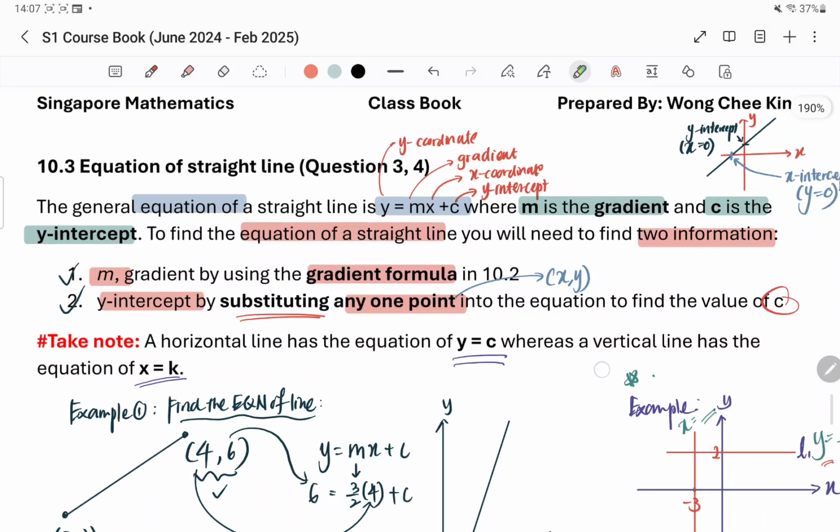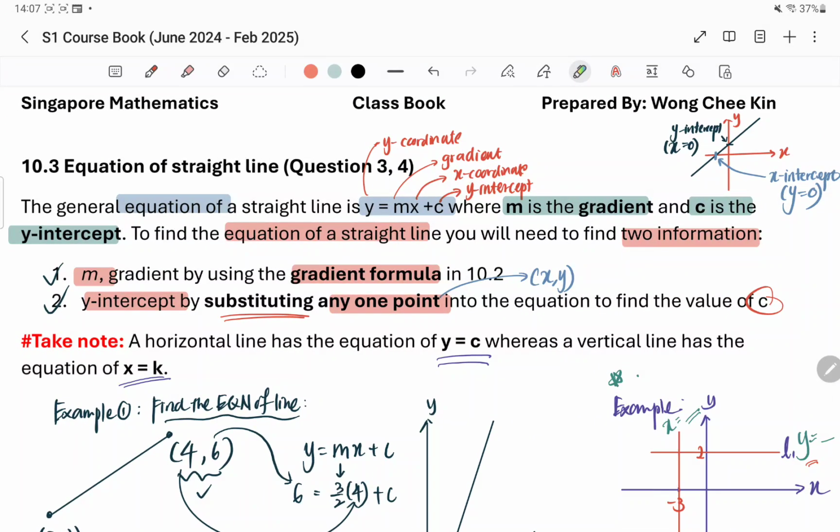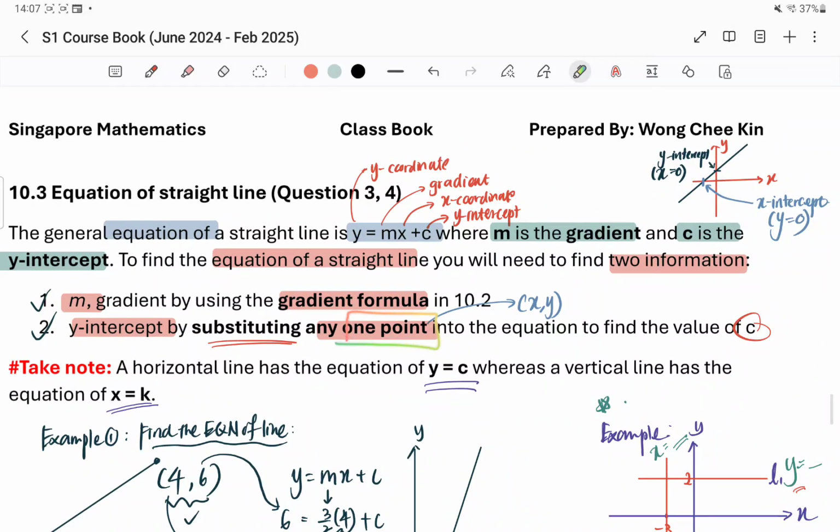To find an equation of a straight line, you always need to find two important pieces of information. First, what we have learned just now, you need to find a gradient. Second, you need to find a point, a y-coordinate and an x-coordinate, which is (x, y). A gradient and a point. Then, only then, we will find the c value, which is the y-intercept. Then you can form your equation of a straight line.